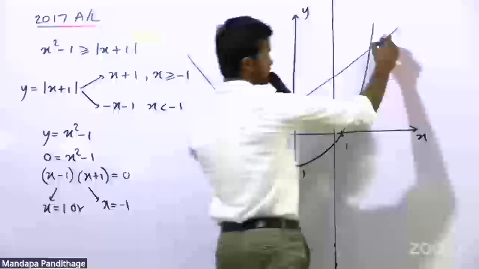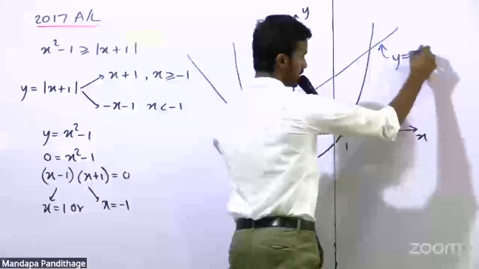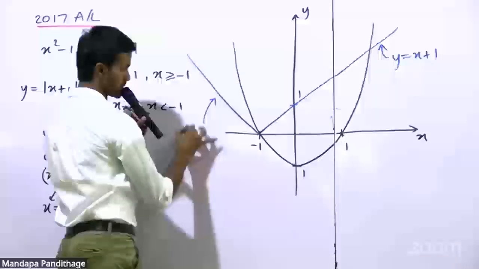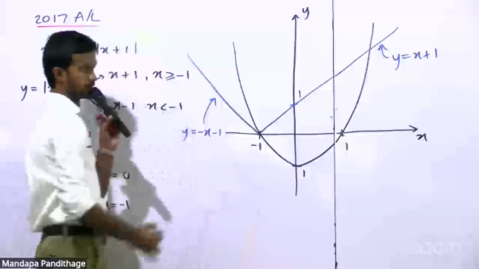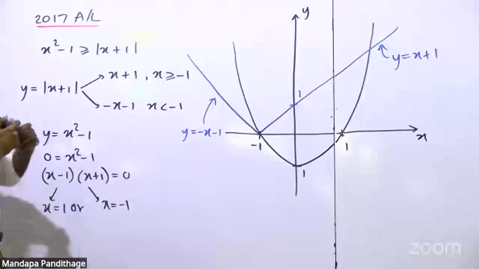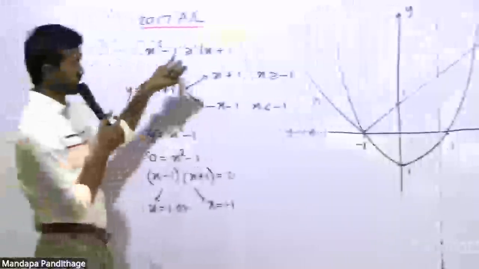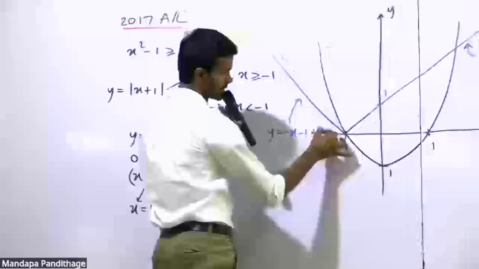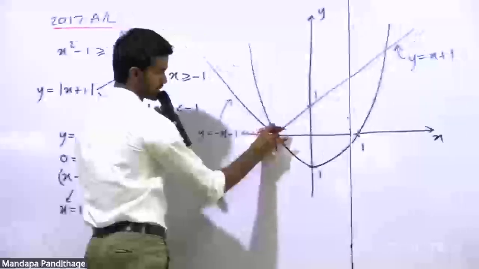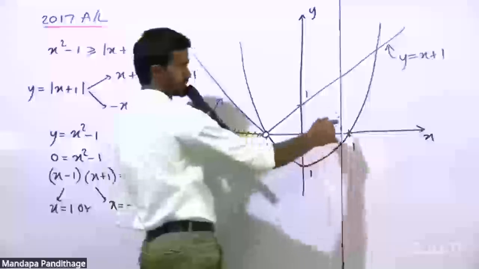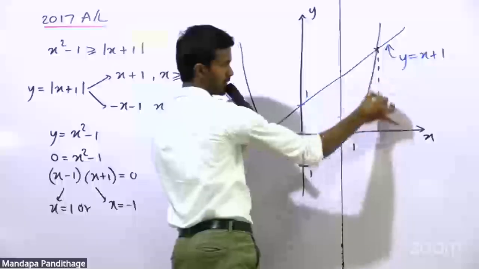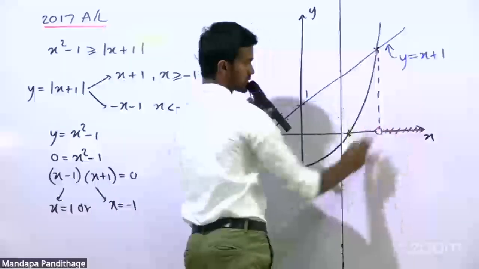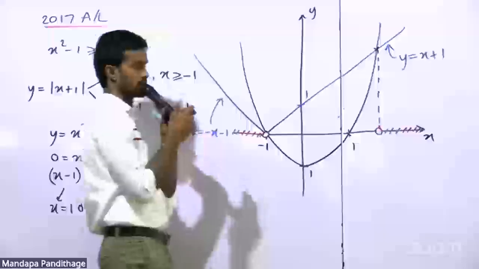So what is this? It's y equals x plus 1 having a gradient of 1. And what is this? Y equals minus x minus 1. Clear? Okay, you're supposed to solve the inequality such that the quadratic is greater. So it's clear the quadratic, the black colored one, is greater in this region and in this region. In this region, the modulus, the blue colored one, is greater. Again, after this point of intersection, this one is greater.